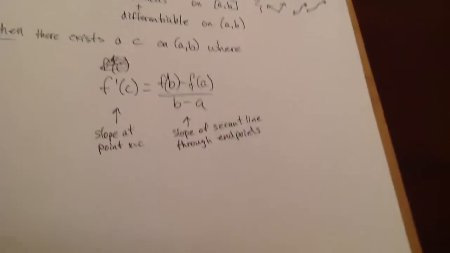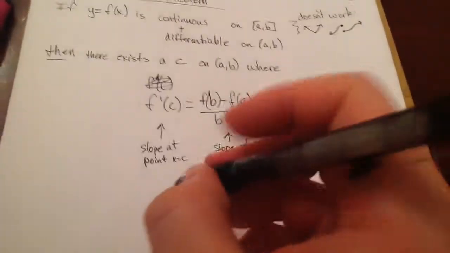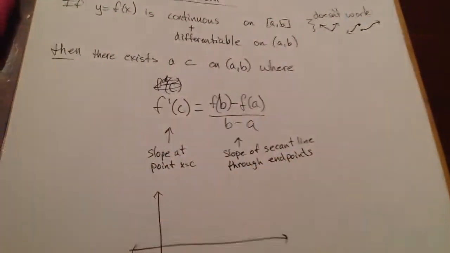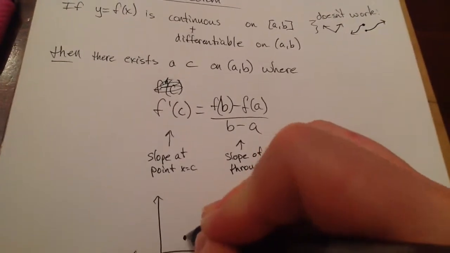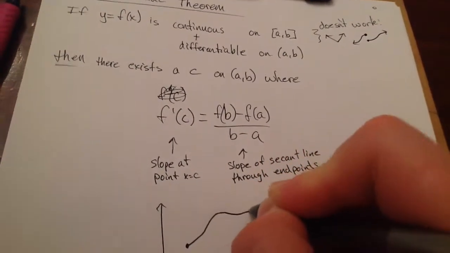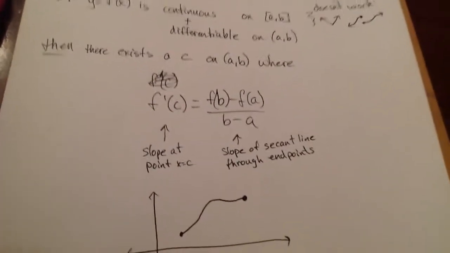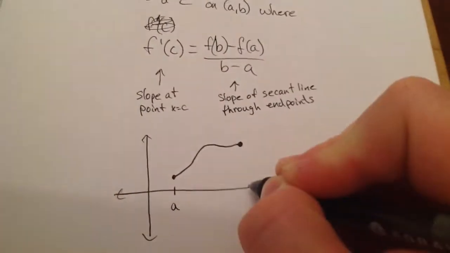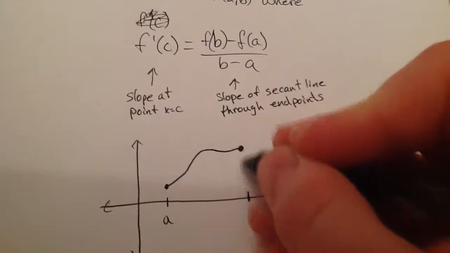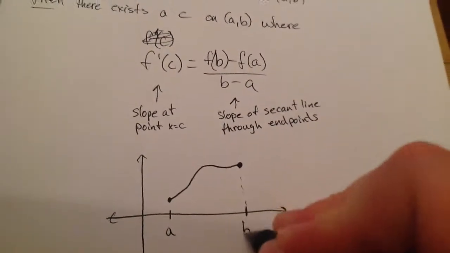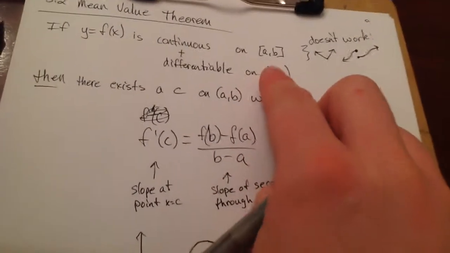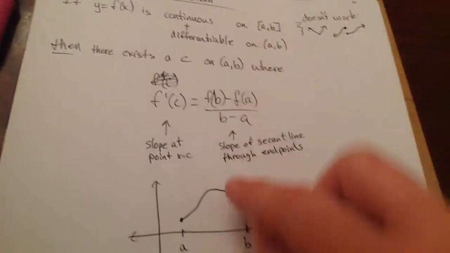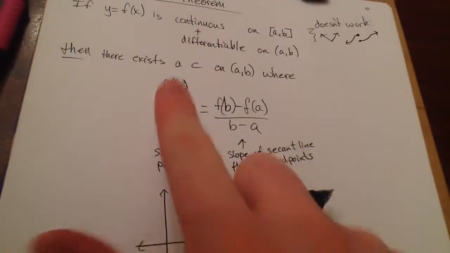Here's a picture to help this make a little more sense. It's just any random curve. There's some endpoints. This is just the generic picture that they have in the book. So if this is a, this is b. There, it's crooked. So that's a and that's b. So there's my interval. This thing is continuous on that interval, and it's differentiable, so we got this part done. That's happened. So now there exists a c.